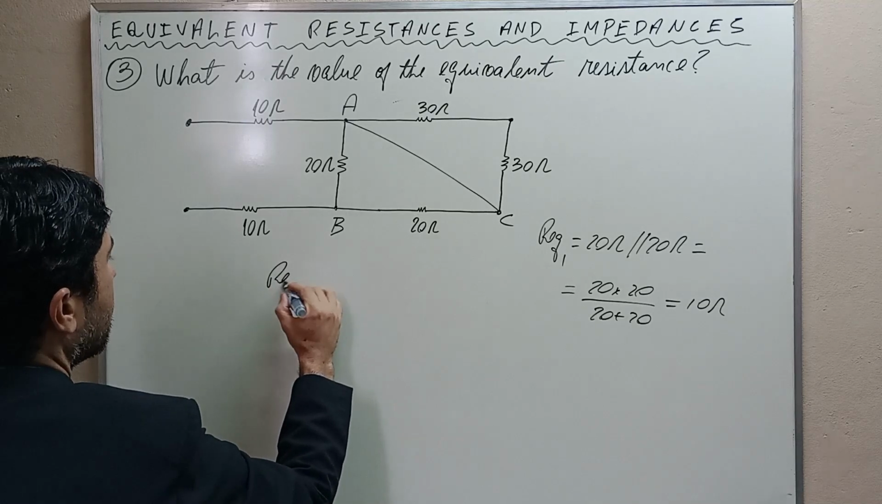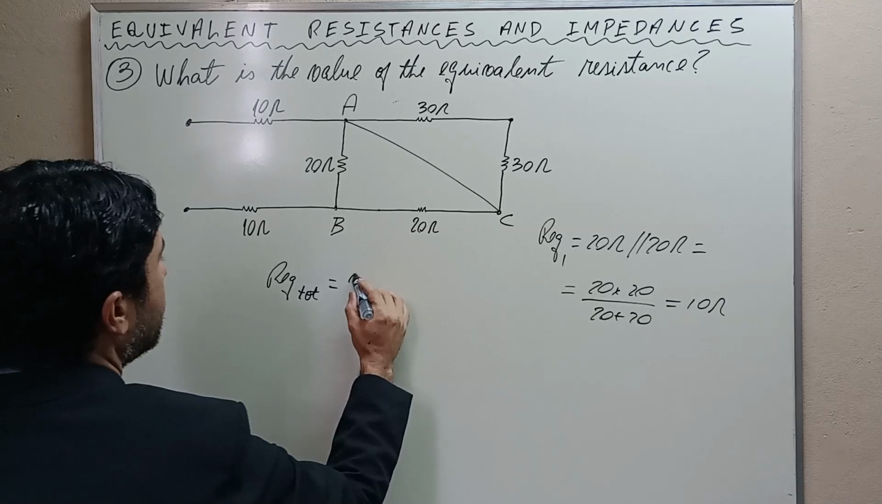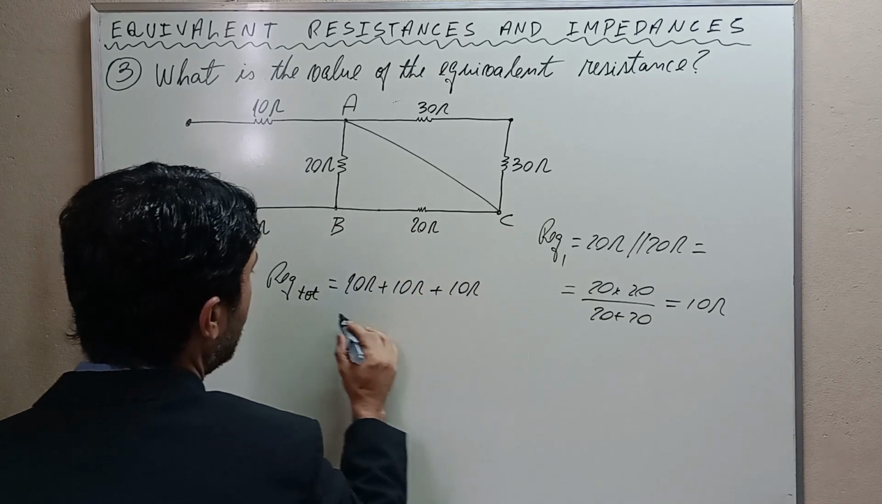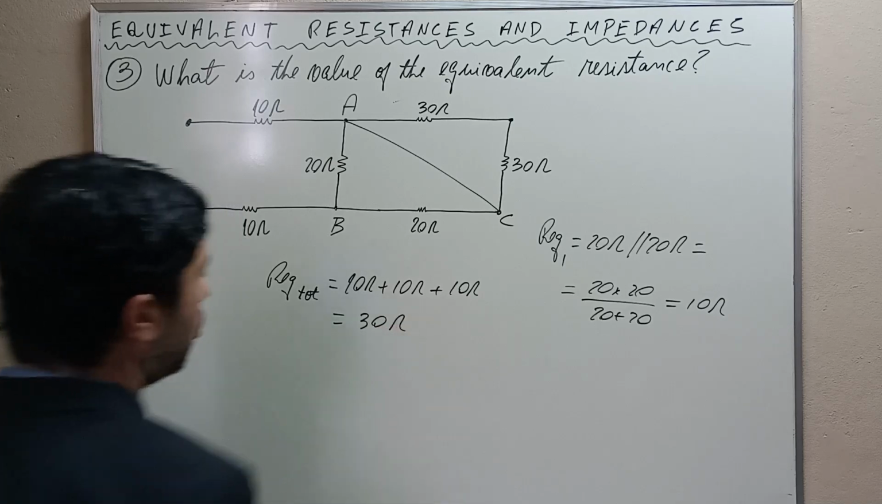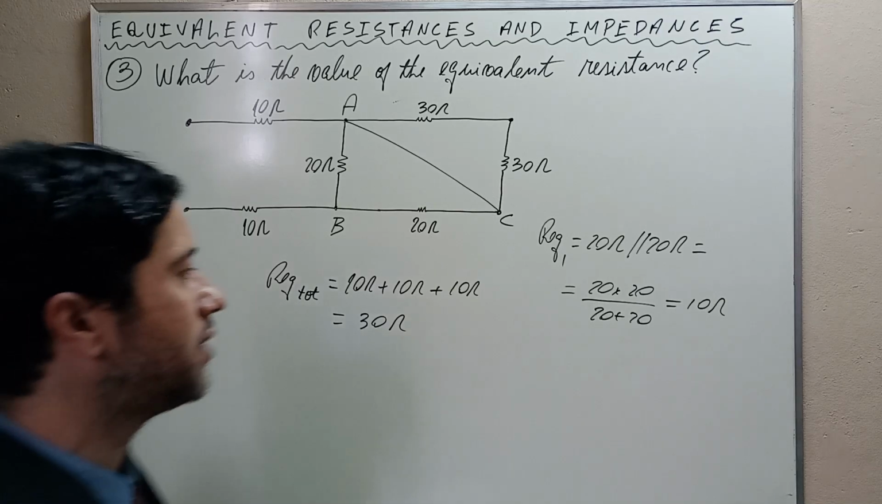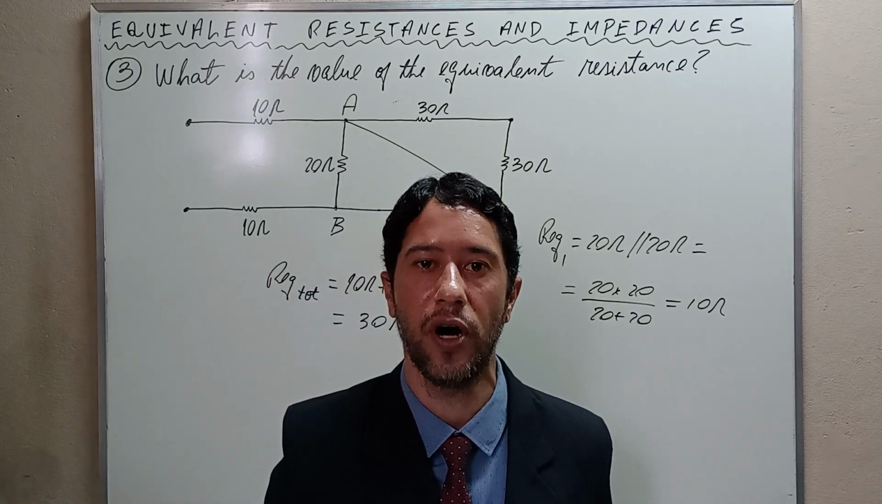Thus, the total equivalent resistance will be 10 ohms plus 10 ohms plus 10 ohms, which is equal to 30 ohms. And this is the final or total equivalent resistance of the circuit, and this is all for the discussion of exercise number 3. Let's go to the next. Let's go to exercise number 4.